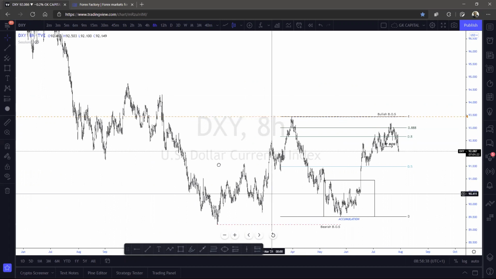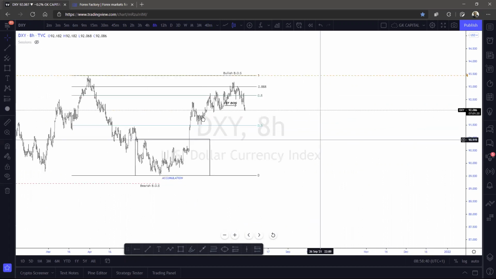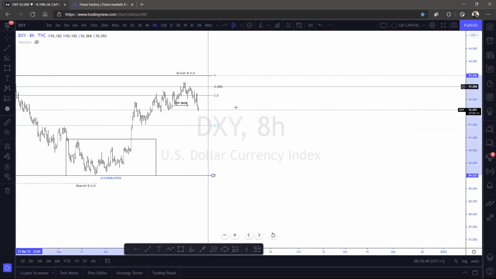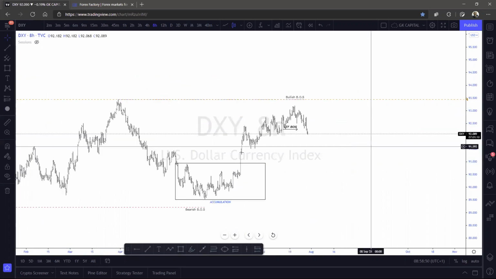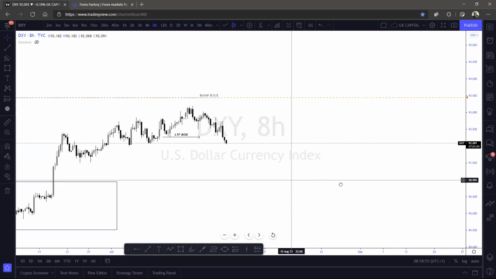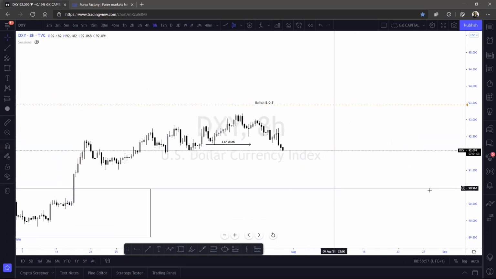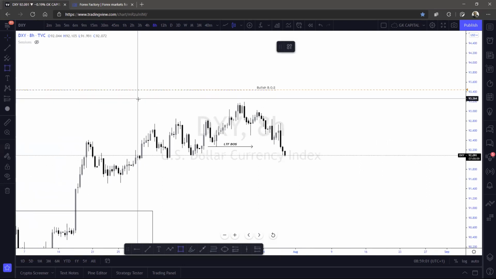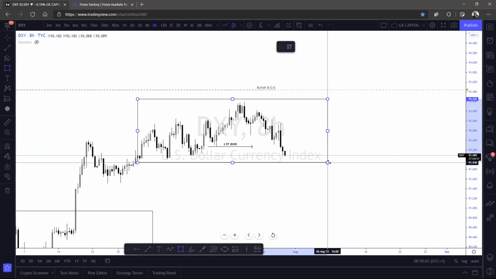But here we had an accumulation. All this accumulation did was basically get us back up into this area here. And go ahead and delete that. Okay, and we can see the distribution taking place.